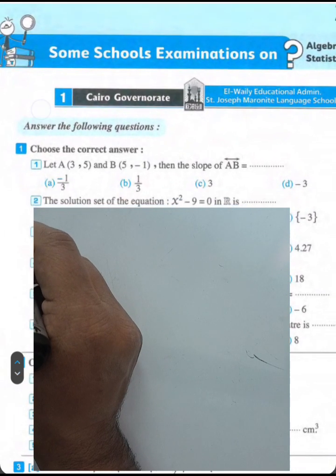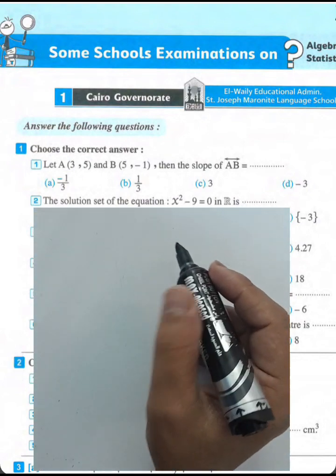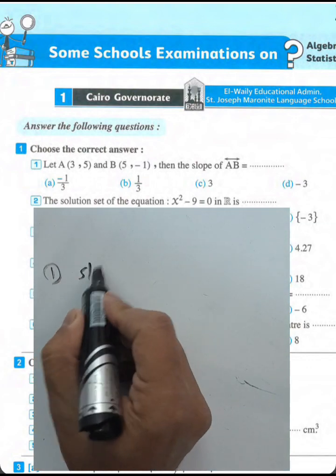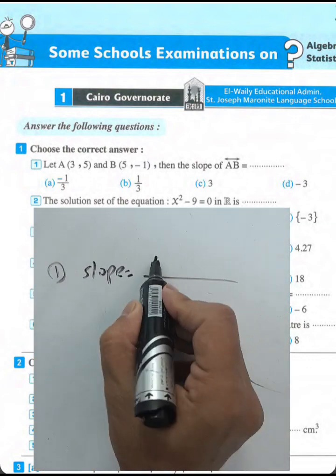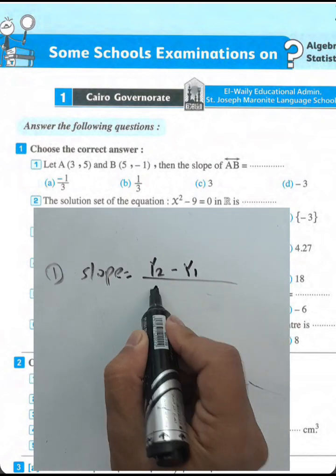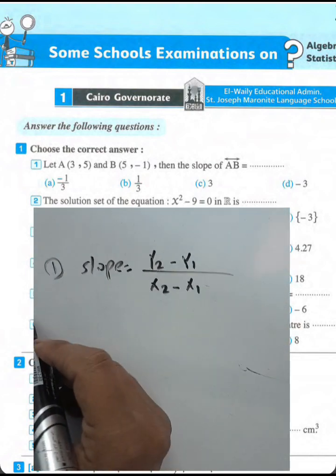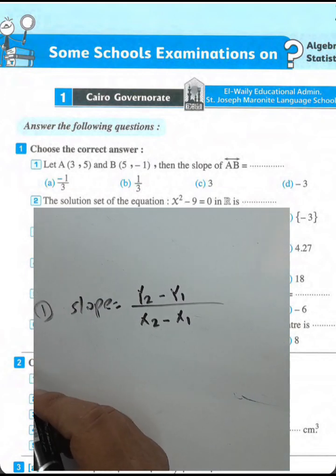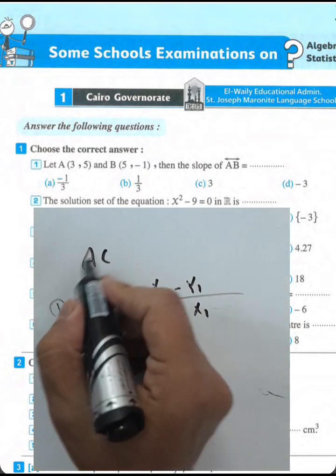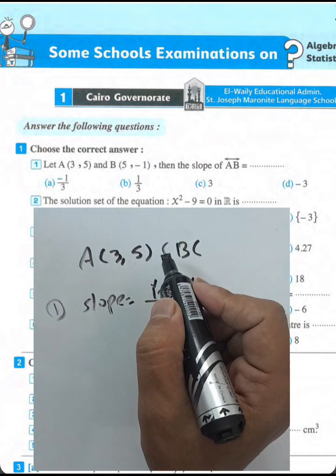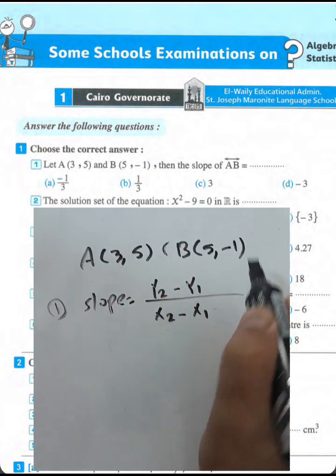Let A be (3, 5) and B be (5, -1). Then find the slope of AB. We can find the slope equal to y2 minus y1 over x2 minus x1. We can find the slope between 2 points. Point A is the ordered pair (3, 5), and point B is the ordered pair (5, -1).